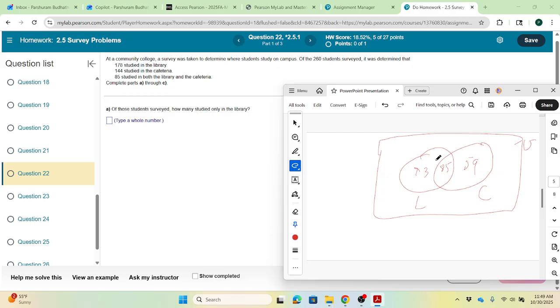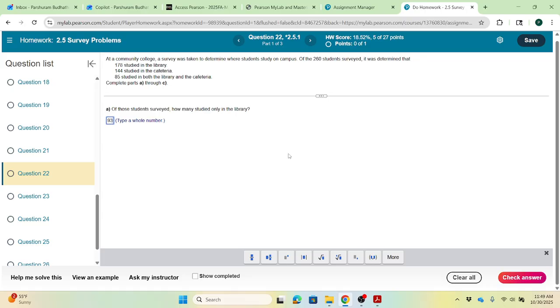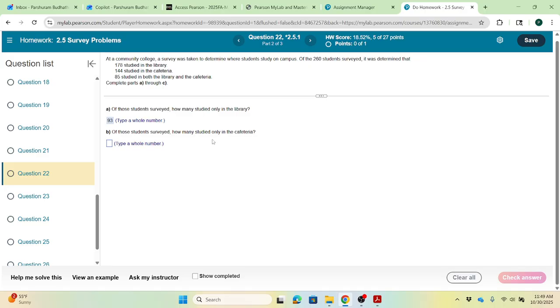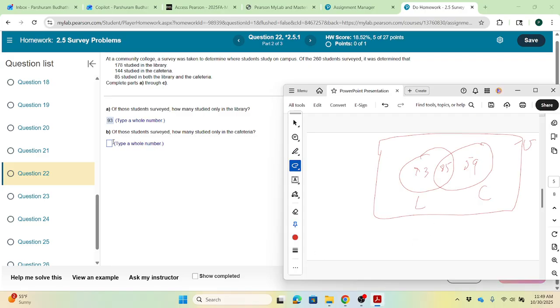Of those students surveyed, how many studied only in the library? Only in the library is 93. Only in the library, it's 93. What about how many studied only in the cafeteria? Only in the cafeteria, 59.